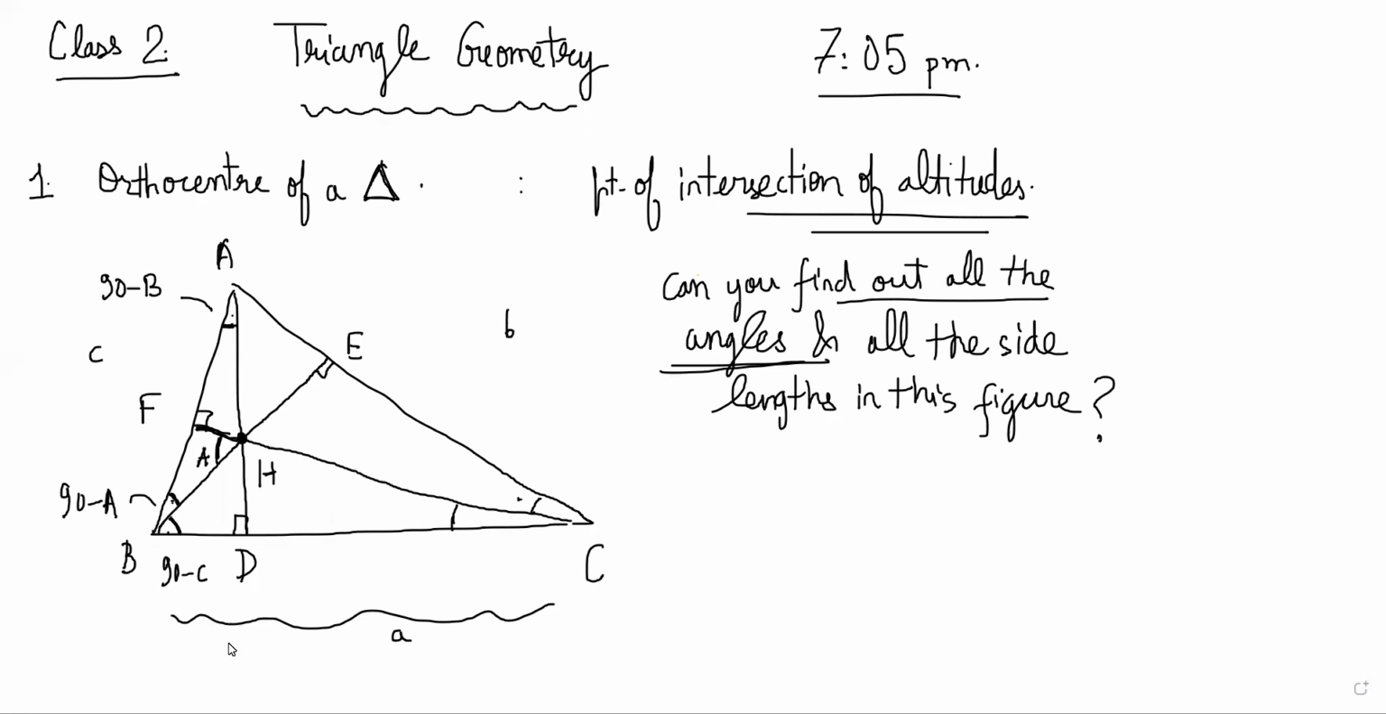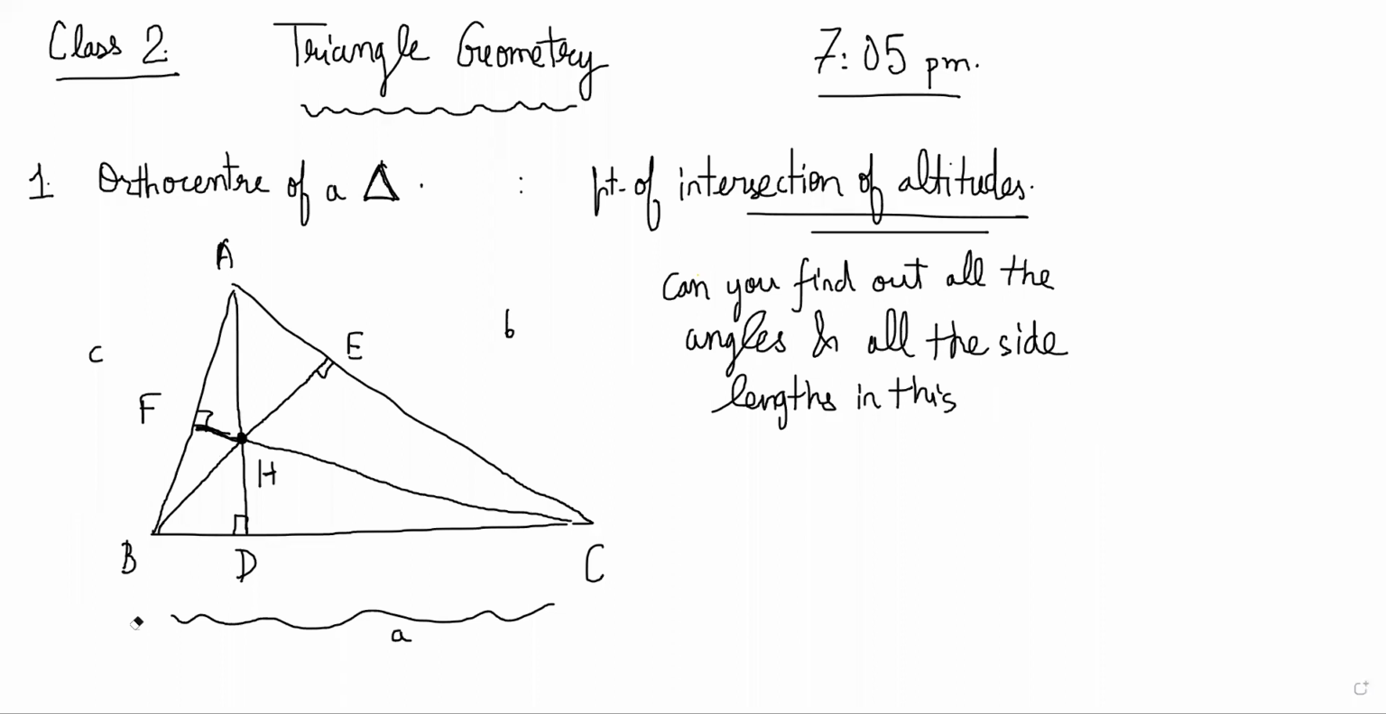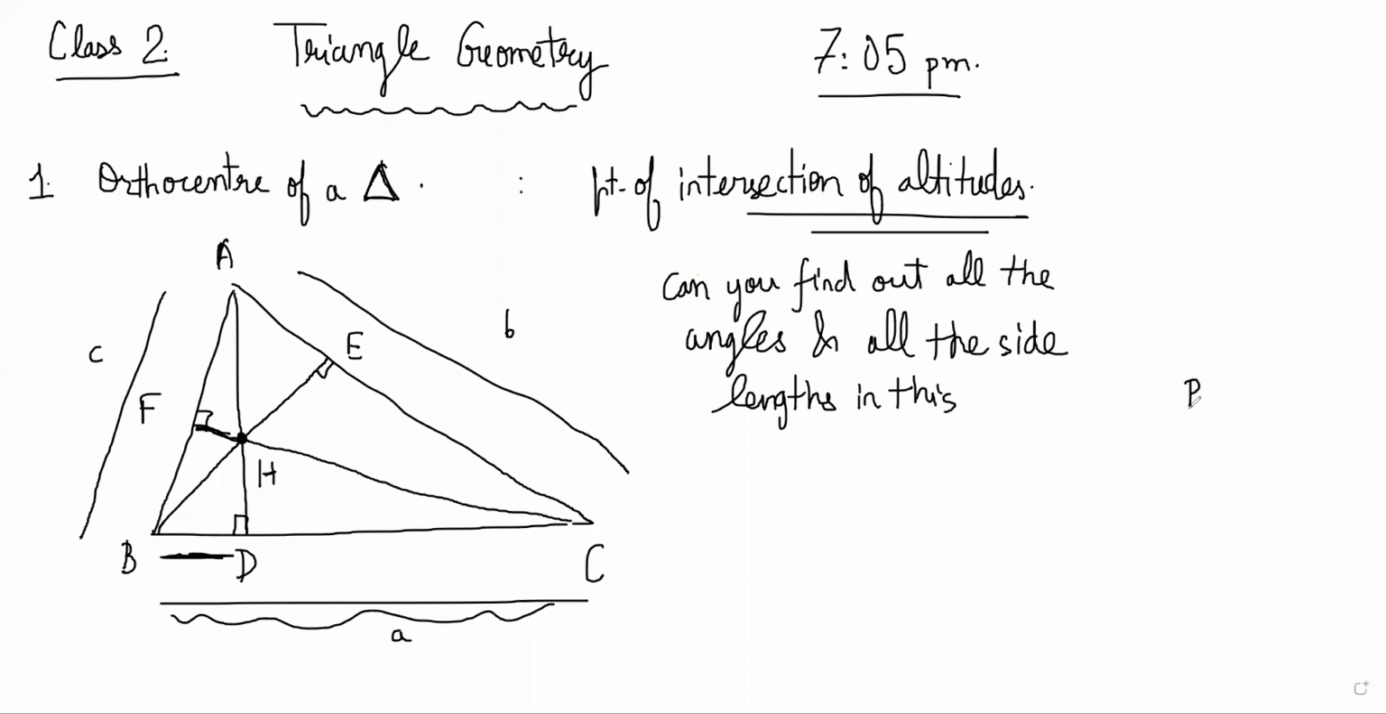So right now, if I remove all of the markings that I have made, one second. I'll just rub off some of the stuff. Which lengths are known? Right now, we know the base lengths a, c, and b, right? Can you tell me what is BD? c cos B. Correct. BD is c cos B.